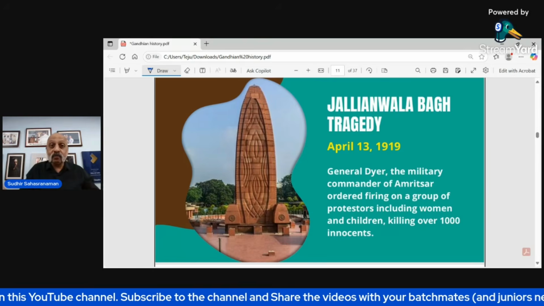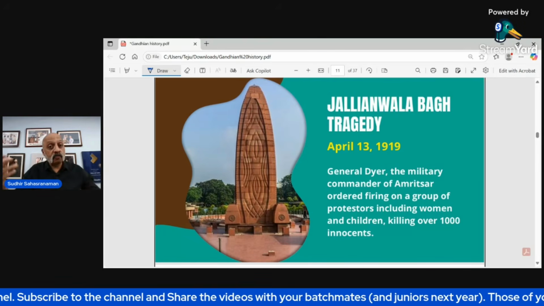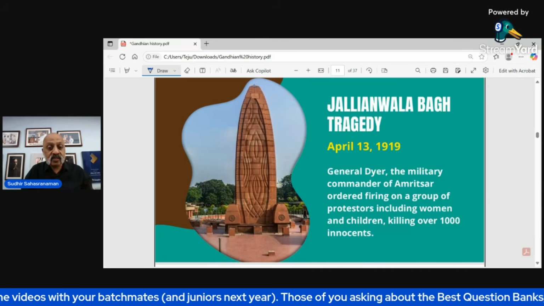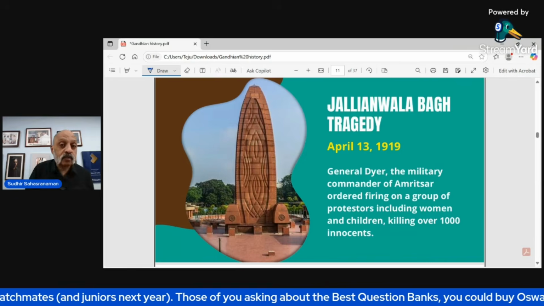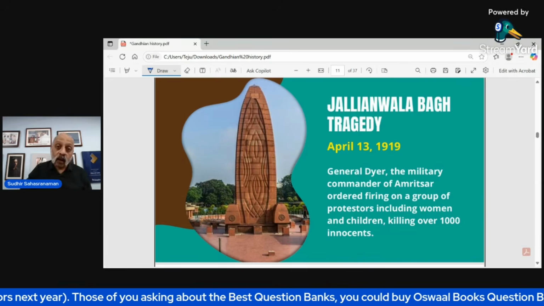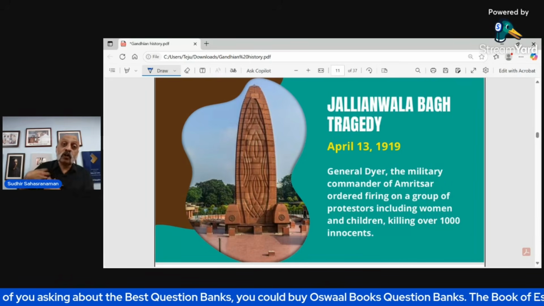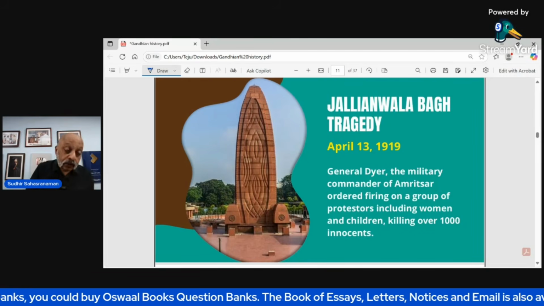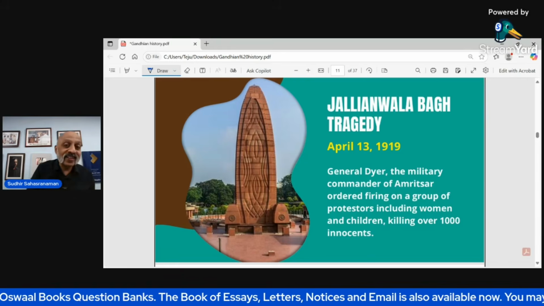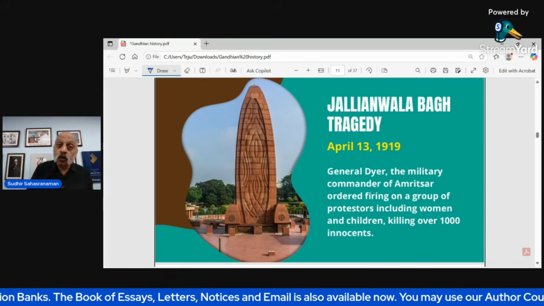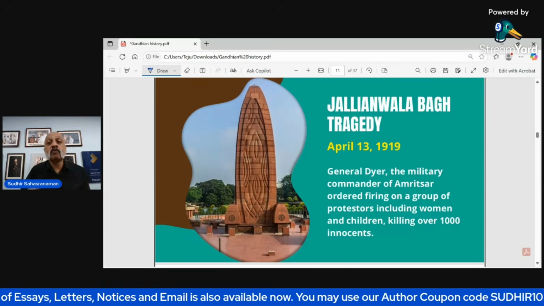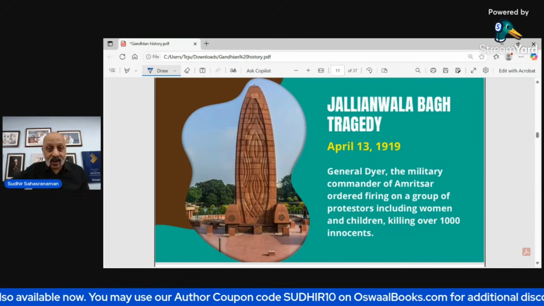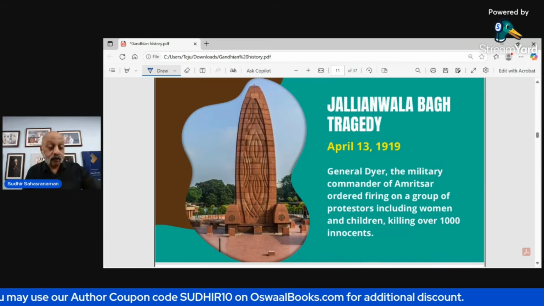He subsequently claimed that they were all armed, which is not true because many of them were women and little children. He ordered firing on those protesters, killing over 1,000 innocent people, many of them jumping into the well in order to ensure that they were not shot, but eventually they all ended up dying. The British official records put the death toll at 379 and 1,200 people injured, but obviously it was much less than the actual number of people who were killed at the hands of this General Dyer.